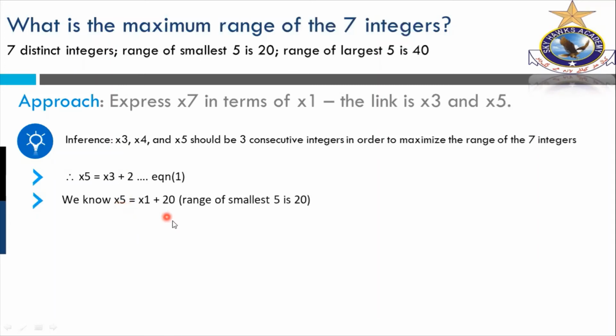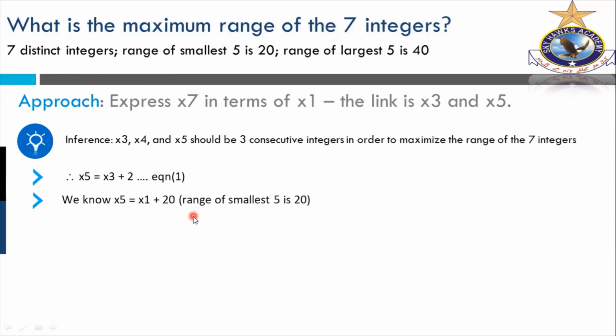Oh, it's simple. In there, is there any ambiguity or confusion? No, I get it. Okay, that was the range. That x5 minus x1 was 20. That was given from here. So x5 is x1.